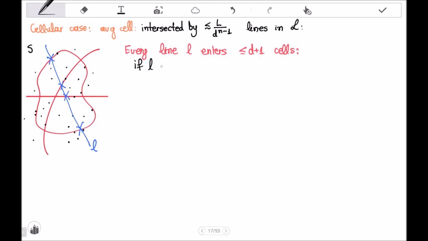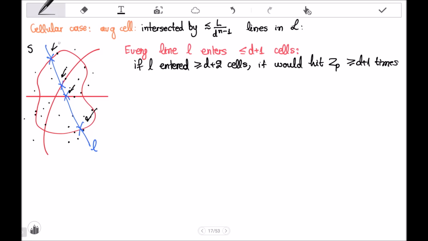If L entered more, so at least D plus 2 cells, every time it goes from one to the next, it would hit the zero set. So it would hit the zero set at least D plus 1 times, more than the degree of the polynomial. The polynomial would vanish along the line more times than its degree, and we know that this would mean that L would be fully contained in the zero set. And then it enters zero cells. That's a contradiction. A line cannot enter at least D plus 2 cells and zero cells at the same time. Okay, so this is a general property for every line in the picture.